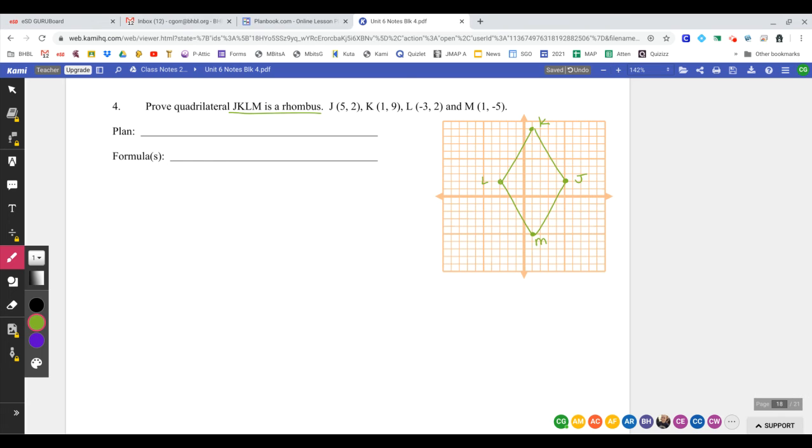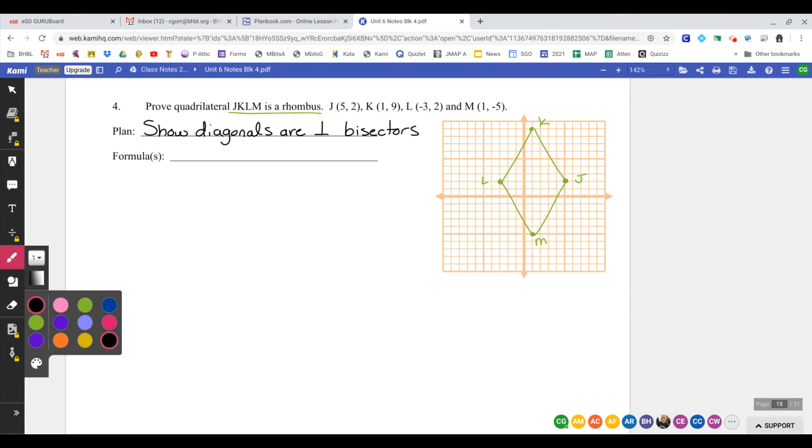Right. In number 4, we want to prove that quadrilateral JKLM is a rhombus. Now, there are many different ways that we could do this. One possible way would be to show that the diagonals are perpendicular bisectors. If we can show that they're perpendicular bisectors, we've showed that this quadrilateral is a rhombus.